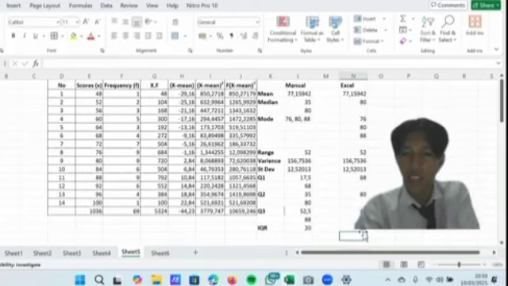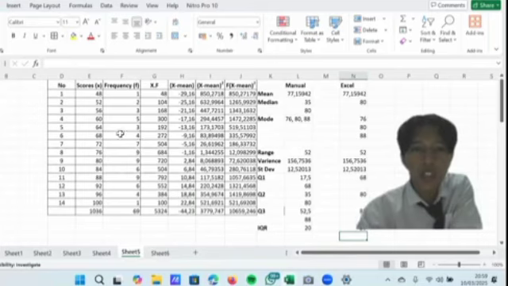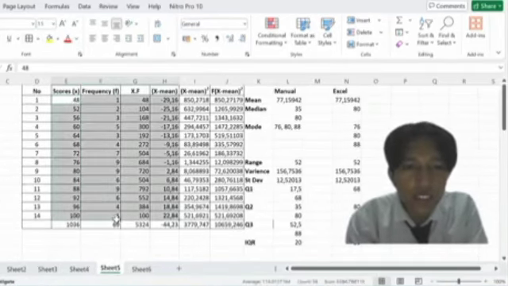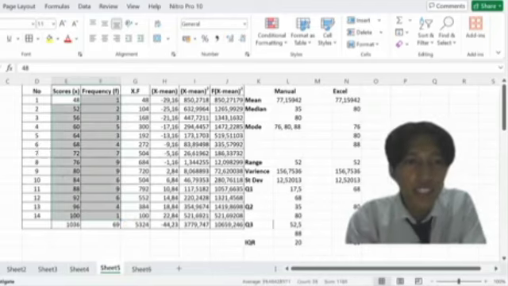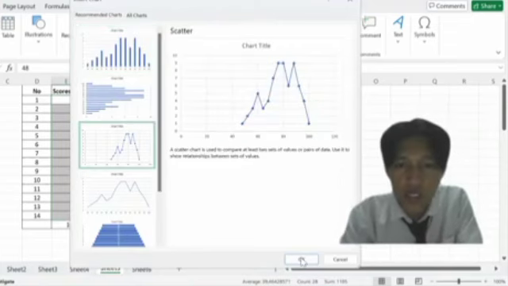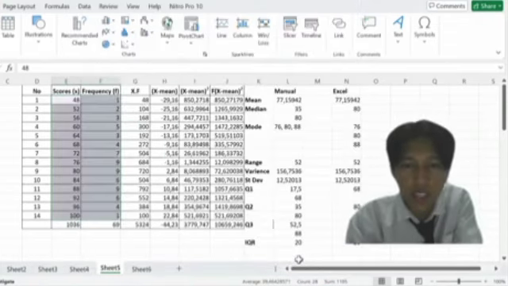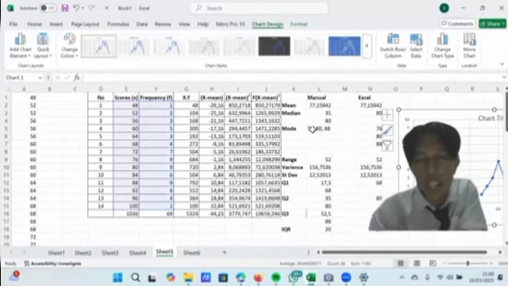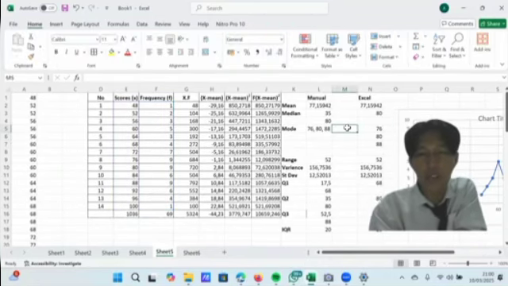Enter. Okay. And the last one, we're going to draw the polygon, which is from the table of scores and frequency. Okay. And then insert, recommended charts, and select the dots one. Okay, and that's all for the tutorial. I hope this helps for measuring the scores of reading tests of English students.